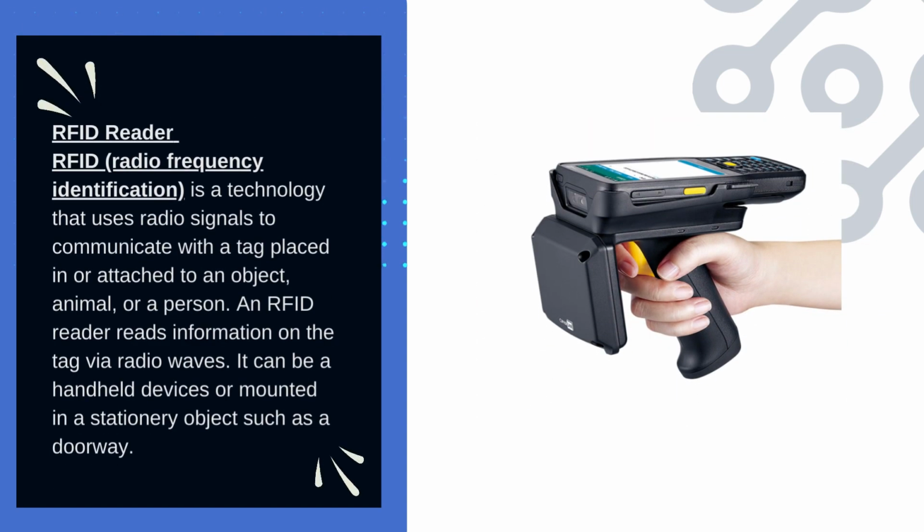Another is the RFID reader, or radio frequency identification. It is a technology that uses radio signals to communicate with a tag placed in or attached to an object, animal, or person. An RFID reader reads information on the tag via radio waves. It can be a handheld device or mounted in a stationary object such as a doorway.